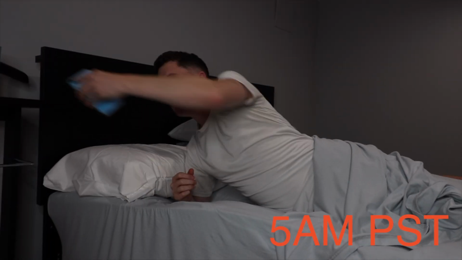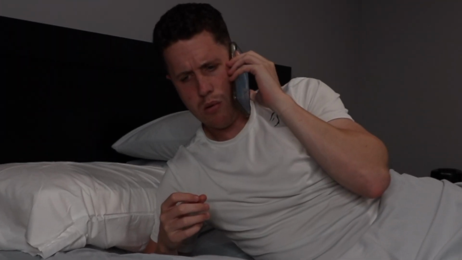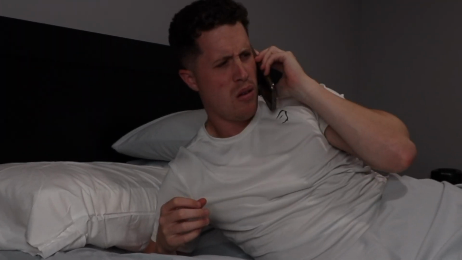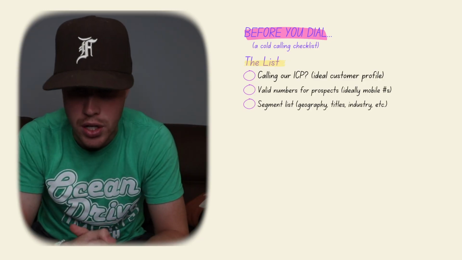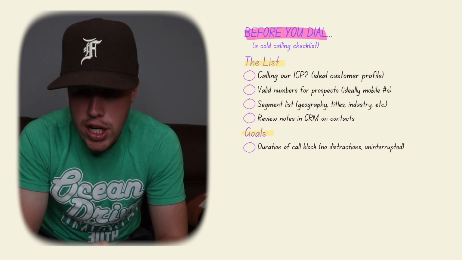This has happened so many times in the past, guys. I started a cold call block. I didn't segment my list. It's 8 a.m. Eastern, and I'm calling people on the West Coast. And I'm waking them up because I'm calling their cell phone numbers. They're pissed off at me. They're blocking my number. I never have a chance to prospect them again. Segment and organize your list. Review notes in CRM on contacts. That's obvious.